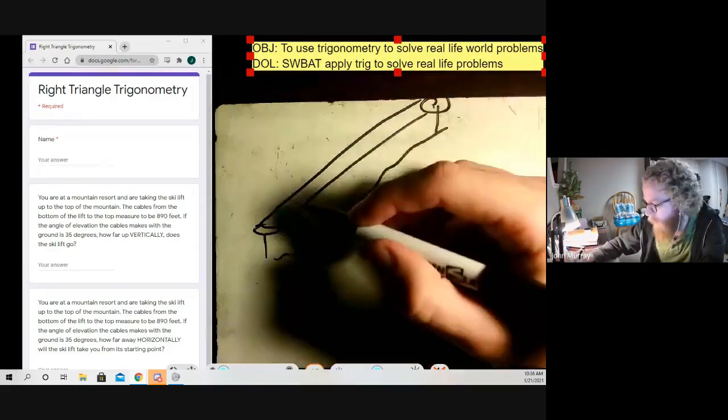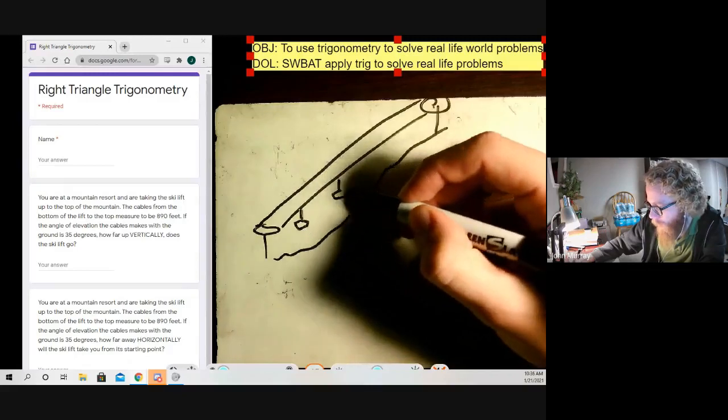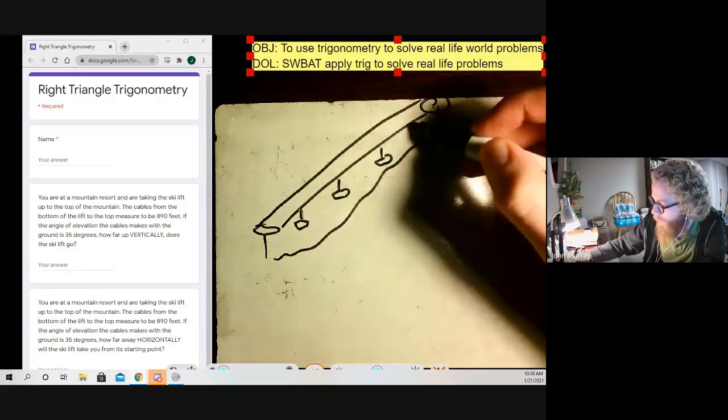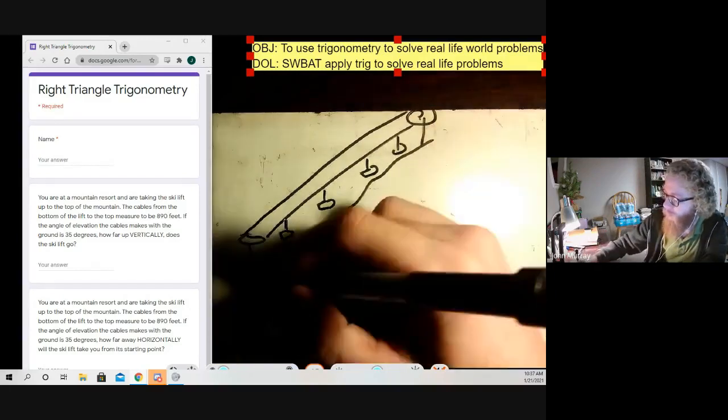All right, so we got our ski lift. Really crappy ski lift. Hopefully not too many people go on it. You might get hurt.